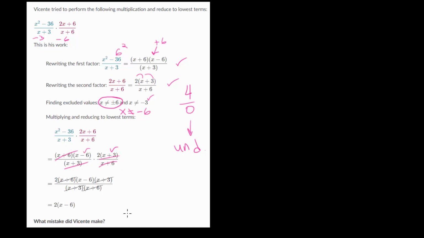And then cancellations can be made, because notice you can cancel out the x plus 3 and the x plus 6 from top and bottom. And that's exactly what happened there. And so it looks like this last step is correct as well. And so you would just end up with this 2 and an x minus 6. So all of the work in simplifying these rational expressions multiplied together, the work is correct. It's just excluding this extra value that shouldn't be excluded. So let's try one more of these.